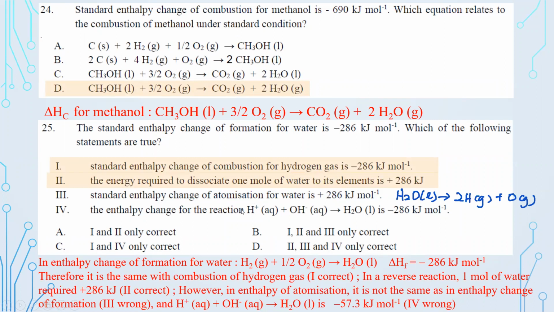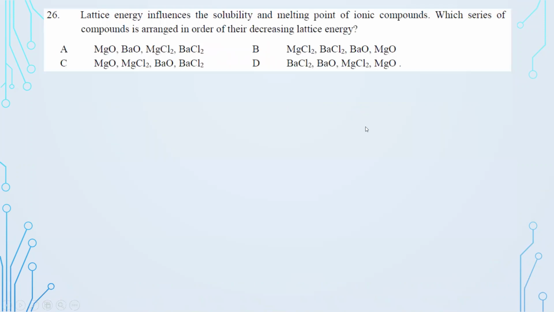And then enthalpy change of reaction H+ plus OH- give H2O. This is neutralization. So neutralization is 57.3. So 4 is also wrong. So the best answer in here is 1 and 2. Okay, so this is for 25. Immediately we go to 26.